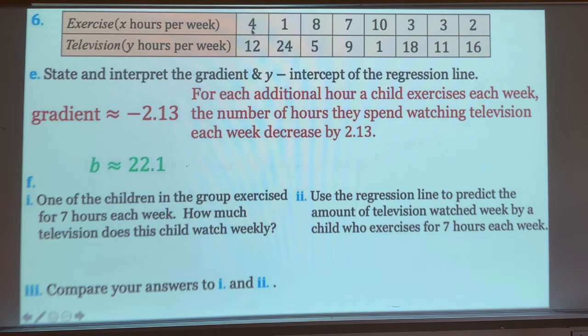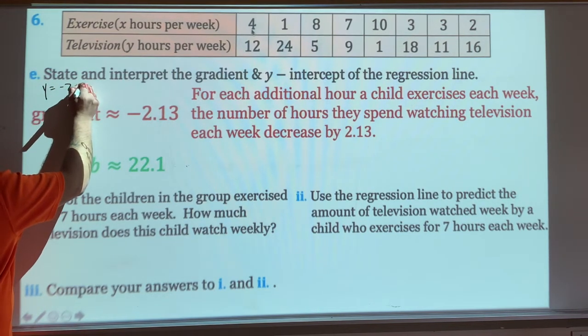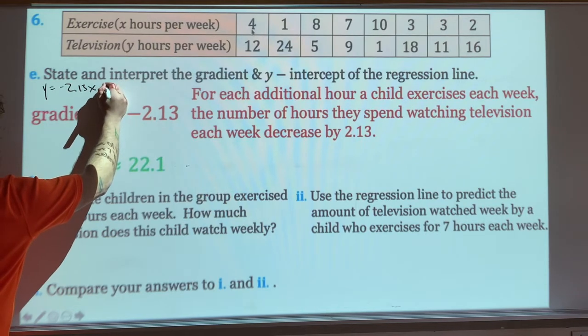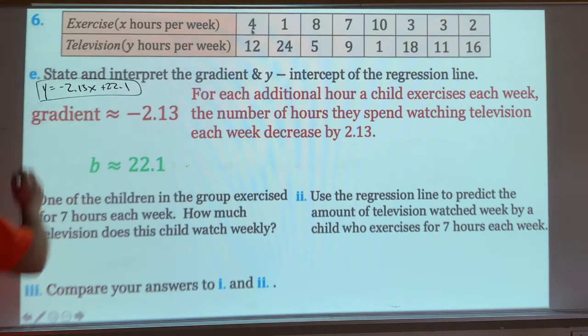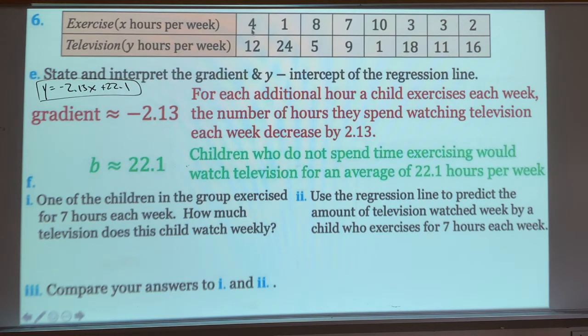All right, the y-intercept, 22.1. And this is all based on the equation y equals negative 2.13x plus 22.1, the one we found out. What that means is children who do not spend any time exercising would watch an average of 22.1 hours of TV per week. That is a lot of TV.